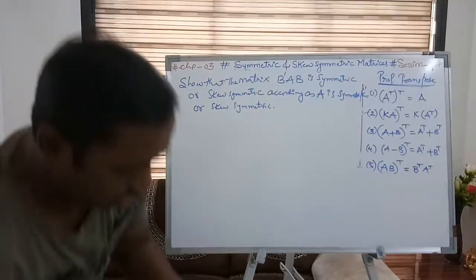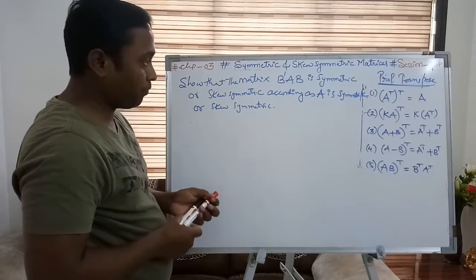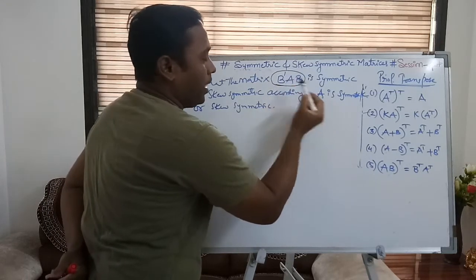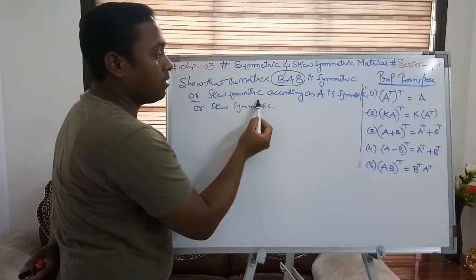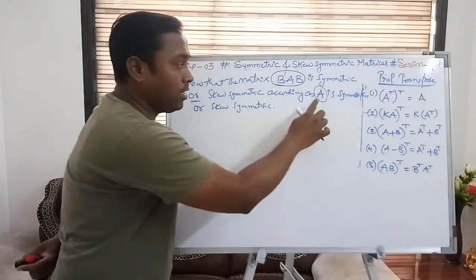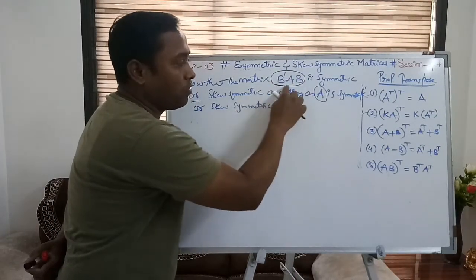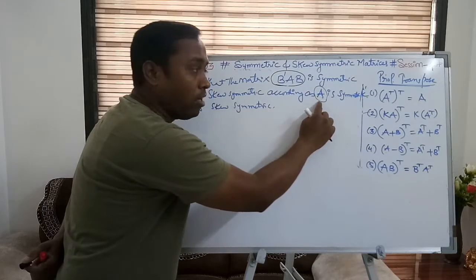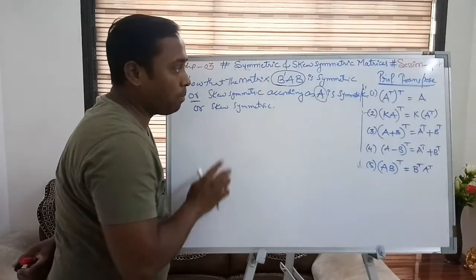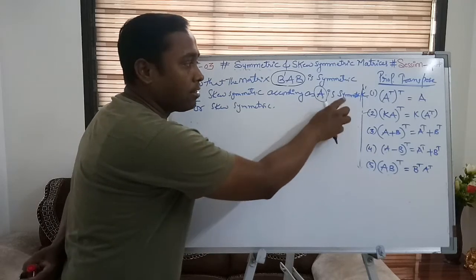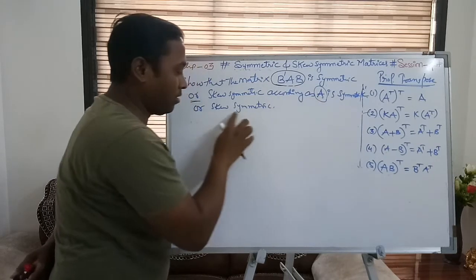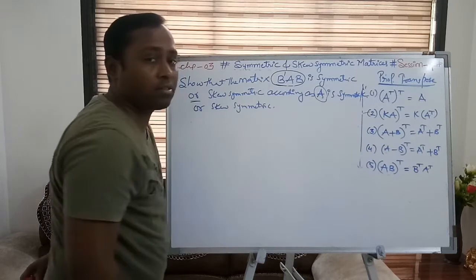Now see how interesting the question is. What they said, try to understand. We have to show that this matrix is symmetric or skew symmetric according as A is symmetric or skew symmetric. That is, if A is symmetric, this operation will be symmetric. If A is skew symmetric, this operation will be skew symmetric. Means there are two conditions we need to prove: first, taking A as symmetric, we will prove this operation is symmetric. Second, where we consider A is skew symmetric, then we'll prove this operation is skew symmetric.